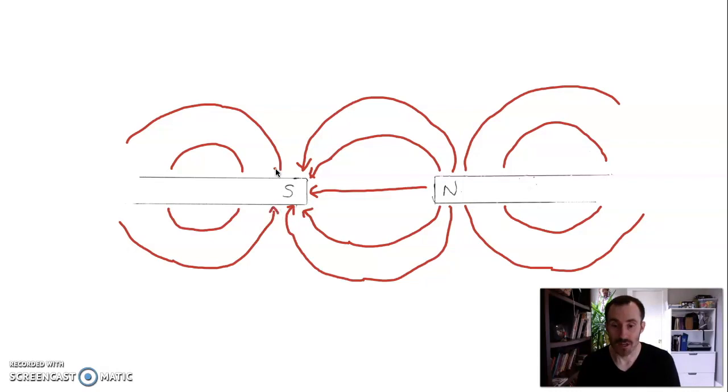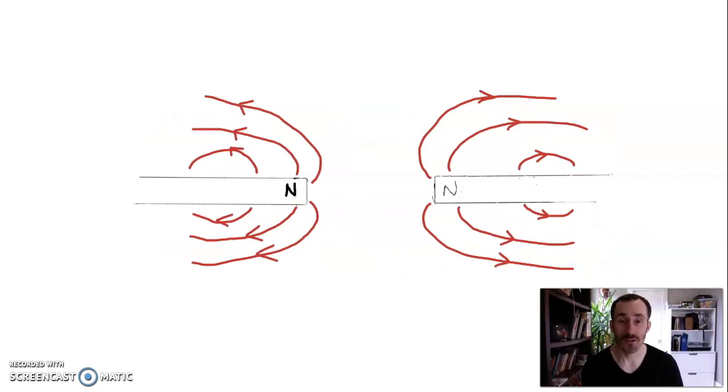Even these ones over here. And they point away from the North Pole, so something like this. There. You get the idea. So there's our North and South Pole together.